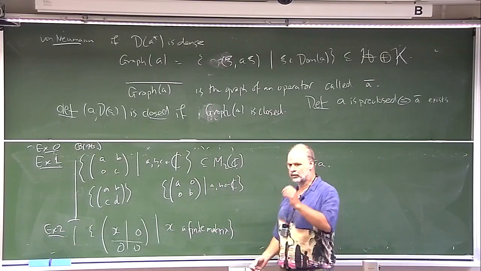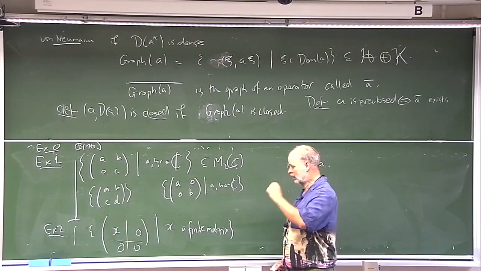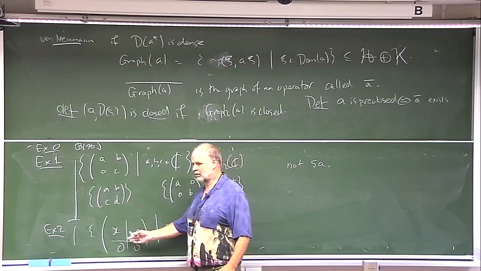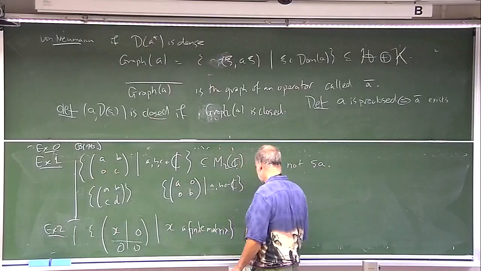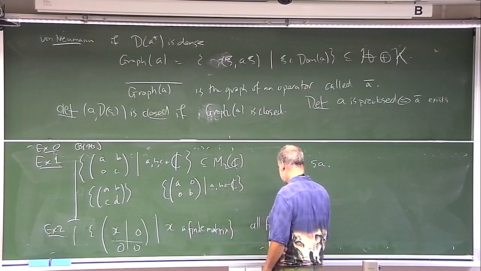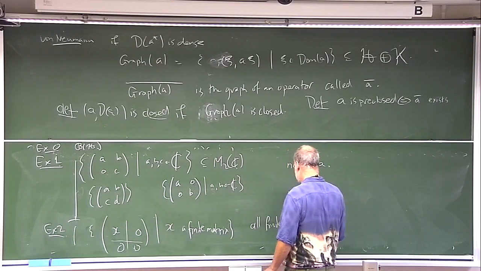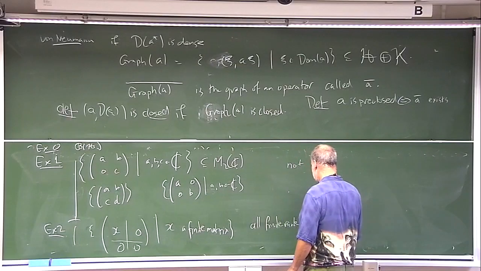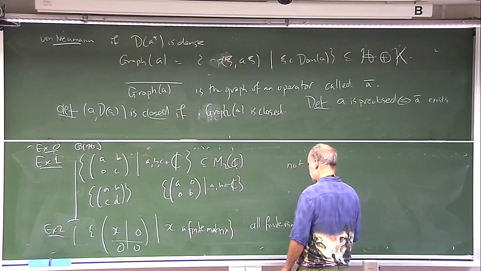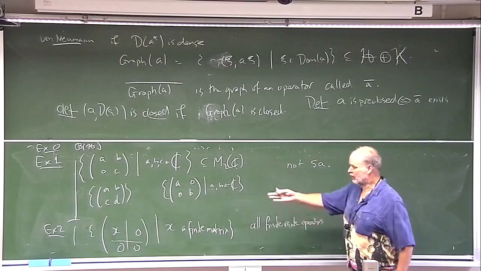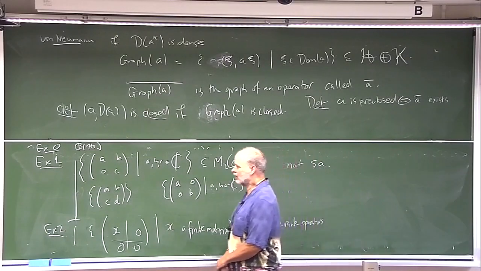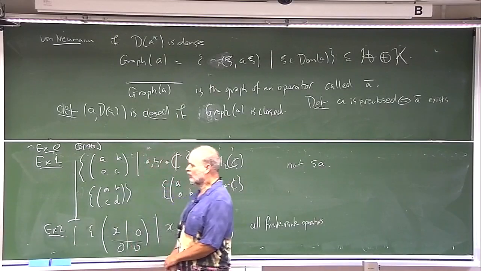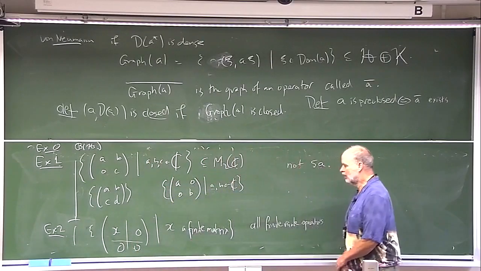It's not closed. Well, we can try to close it. The first attempt would be to make this basis independent. We could take all finite rank operators. So this is just operators that, with respect to some basis, look like this. That's obviously an algebra, fails to contain the identity. It's self-adjoint, but most of all, it's not big enough. It's not closed.